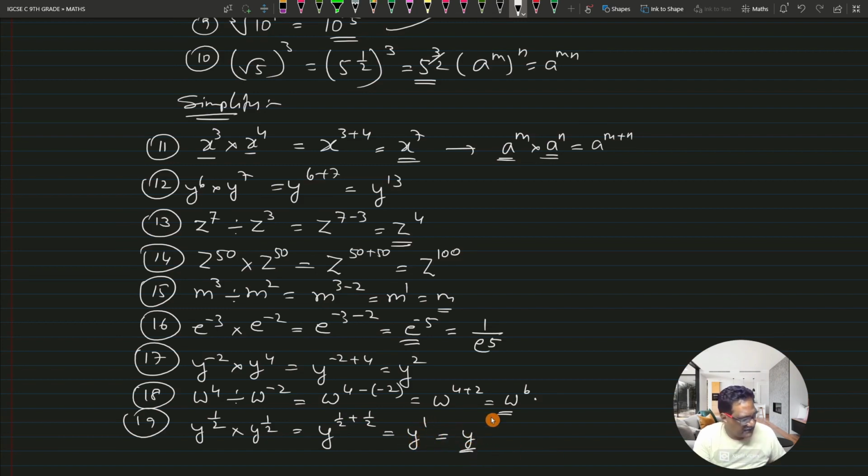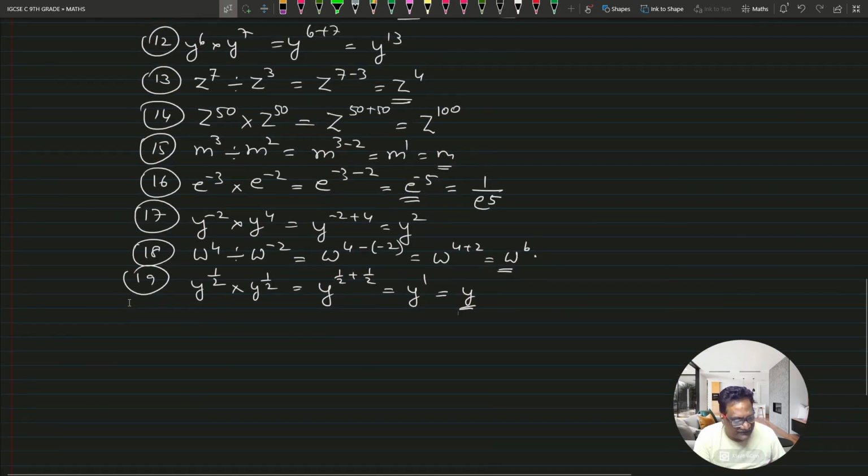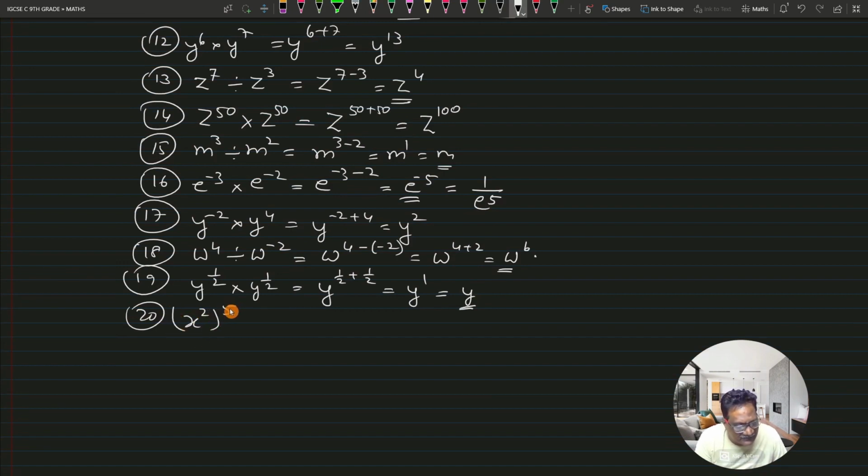And the 20th one will be x raised to 2 whole raised to 5. Now here you are going to use that law, a raised to m whole raised to n is equal to a raised to m into n. So here it will be x raised to 2 into 5, that is 10. That's the answer. So we have solved some 20 questions from this exercise 12, and there are many more to go.